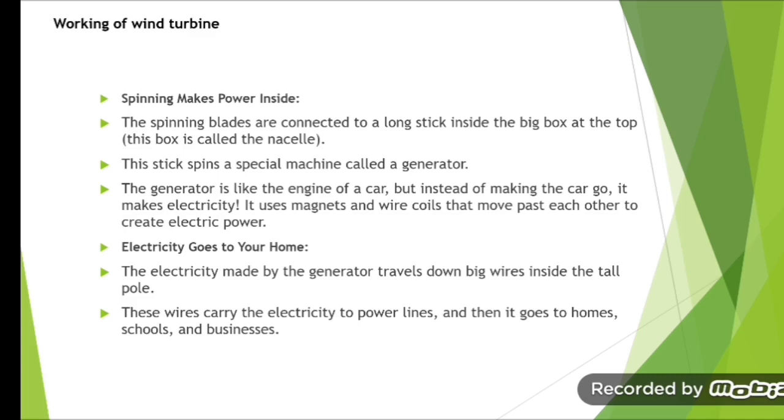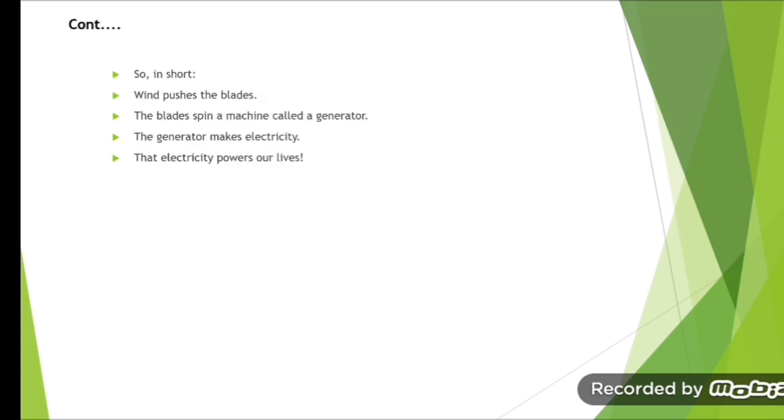And the next step is electricity goes to your home. The electricity made by the generator travels down big wires inside the tall pole. These wires carry the electricity to power lines and then it goes to homes, schools, and businesses. So, in short, wind pushes the blades, which spin a machine called a generator. The generator makes electricity. That electricity powers our lives.